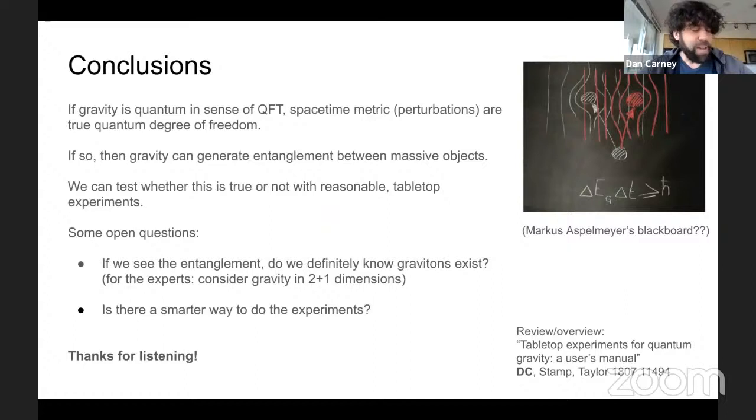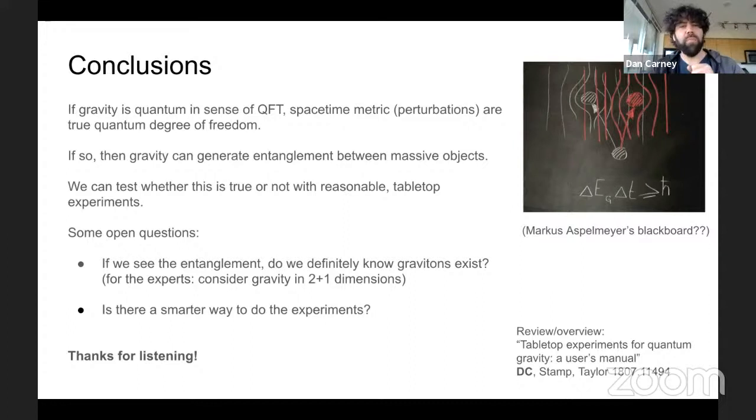So good. So I'm out of time and actually did this on time. So let me just conclude. Again, if you zoned out through a lot of that, the statement is in some way simple. If gravity is quantum mechanical in the sense that it's a quantum field theory, if you want to be really precise, then the statement is that space-time perturbations, metric perturbations, are truly a quantum degree of freedom, just like the electromagnetic field. Then you can generate entanglement between two masses through the gravitational interaction.